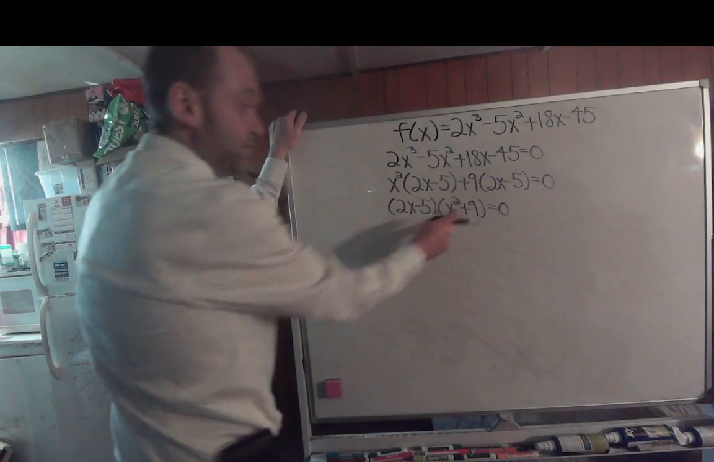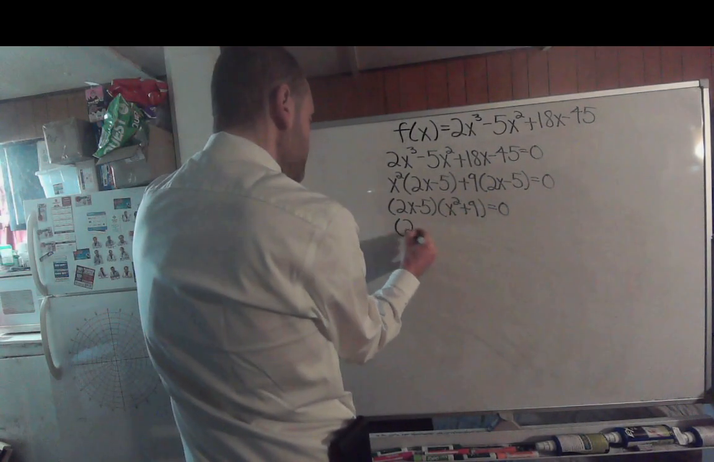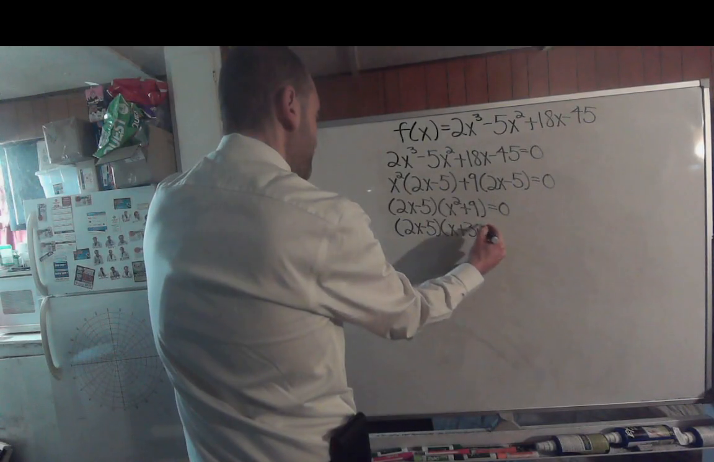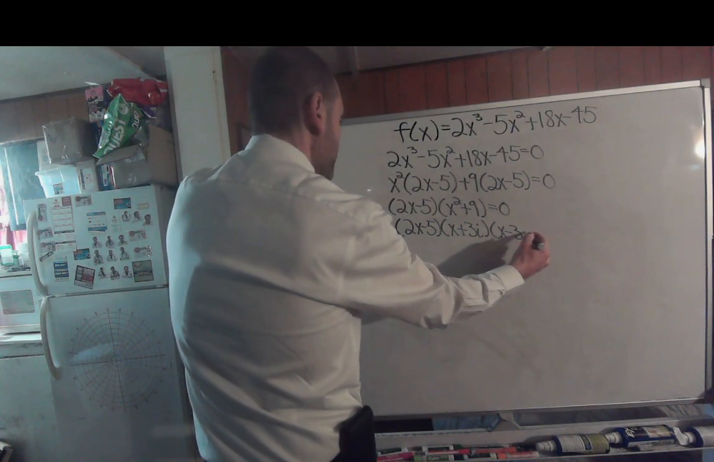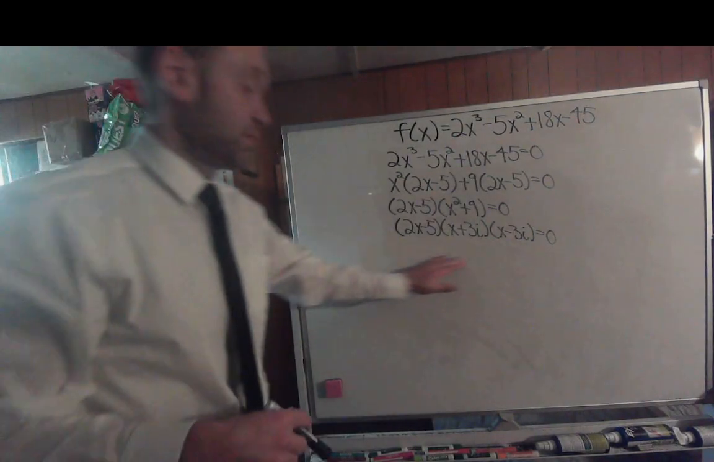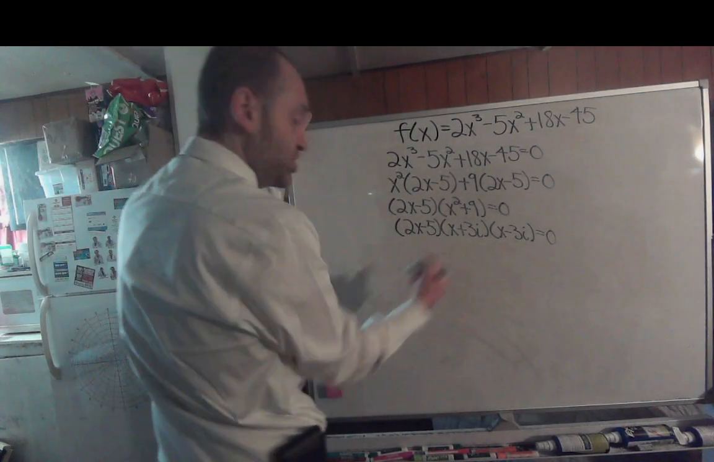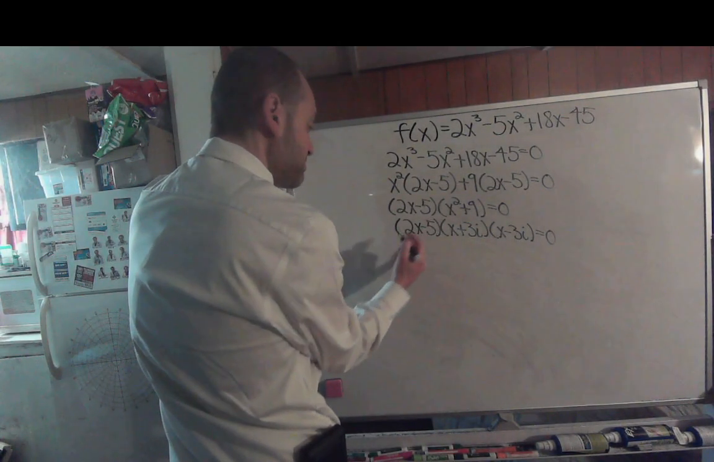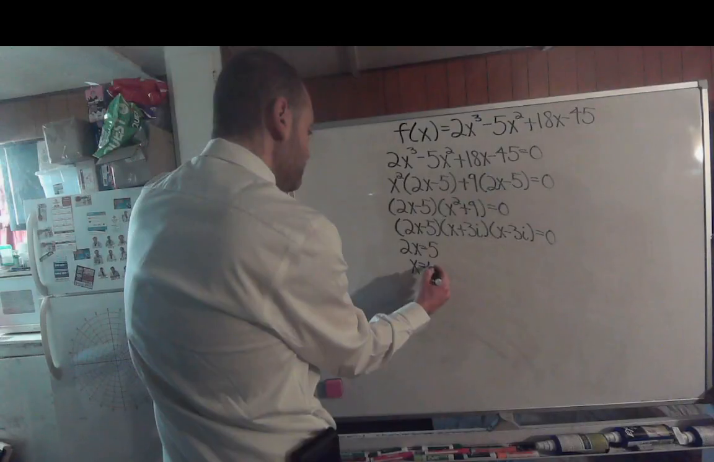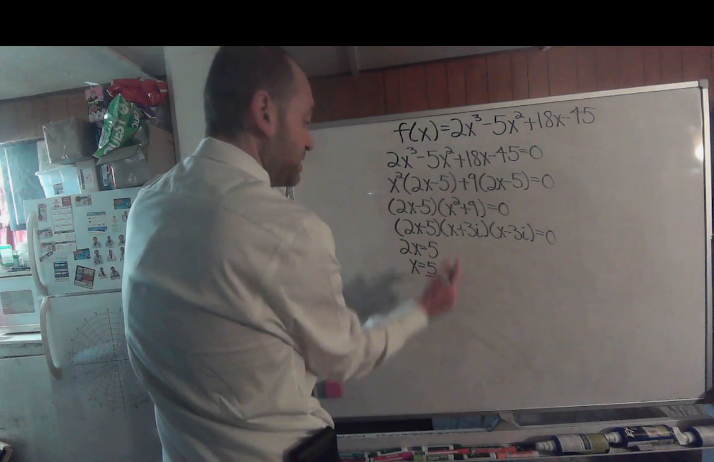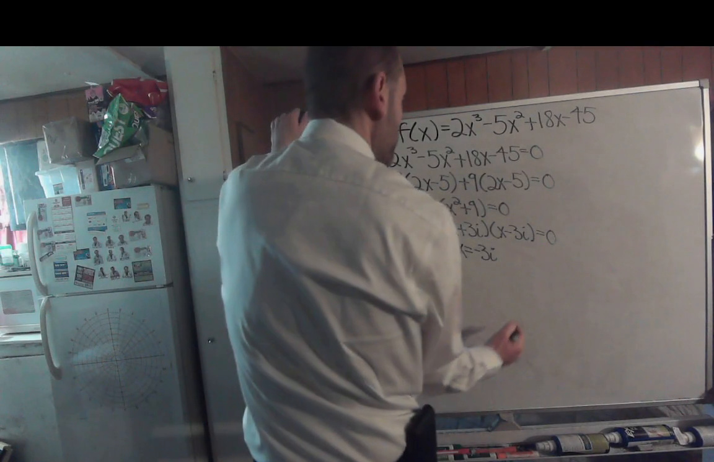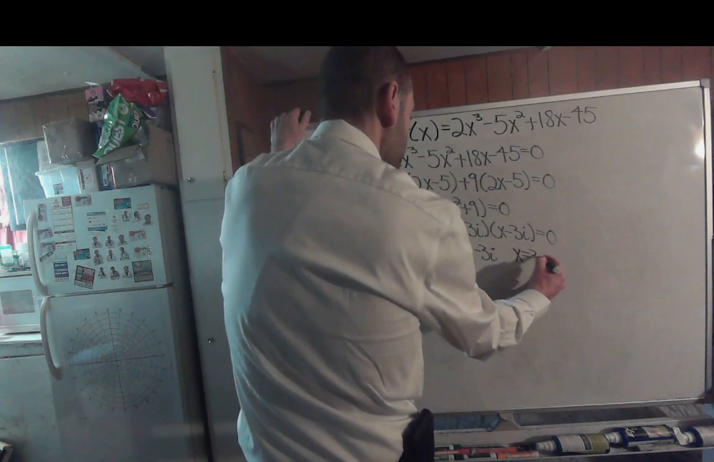Now we have a sum of two squares, which will break down further into 2x minus 5 times x plus 3i times x minus 3i equals 0. So now you have your complete linear factorization, and we can set each of these factors equal to 0. 2x minus 5 equals 0 gives 2x equals 5, so x equals 5 halves. x plus 3i equals 0 gives x equals negative 3i. x minus 3i equals 0 gives x equals positive 3i.